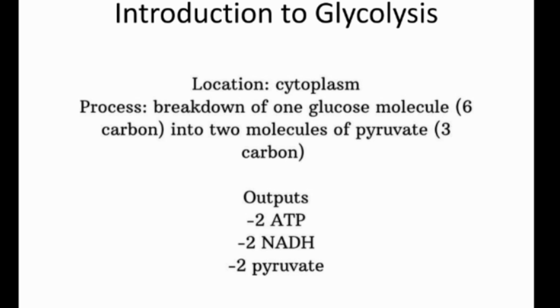Next, we are going to discuss glycolysis. So this is the brief introduction of glycolysis. Where does glycolysis happen? Its location is basically the cytoplasm, and the whole process is the breakdown of one glucose molecule, a 6-carbon molecule, into 2 molecules of pyruvate, which are 3-carbon molecules. The output is 2 ATP, which is the energy, 2 NADH and 2 pyruvates.